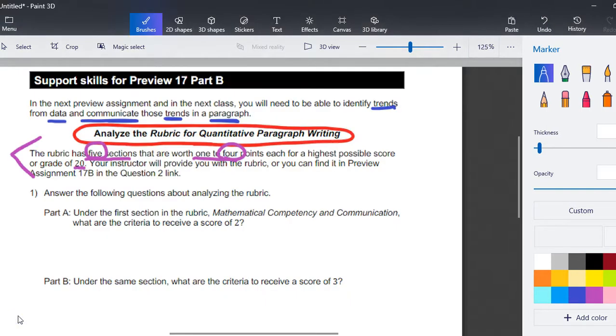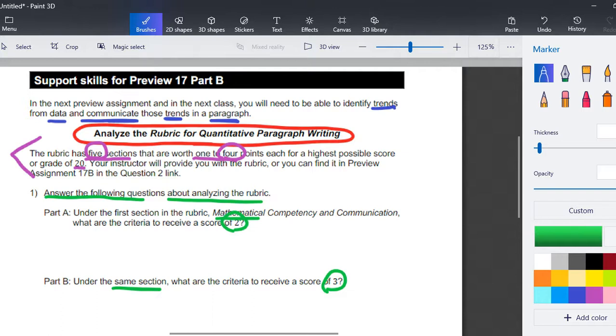So question 1 is going to ask us to answer the following questions about analyzing the rubric. It's going to ask under different sections, what's a certain score? Under the same section, what's another score? And it's going to ask a couple of more. So what I encourage you to do is to hit pause, go ahead and print or have the rubric up on your screen or your phone somewhere where you can look at it and write and analyze what it is giving for each score. And do that first, and then come back and we'll walk through these together.